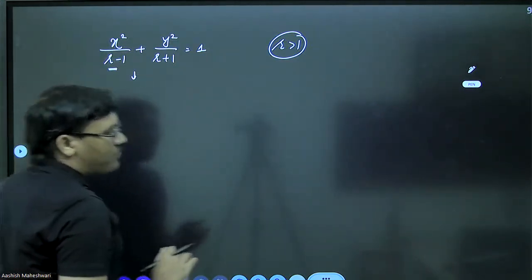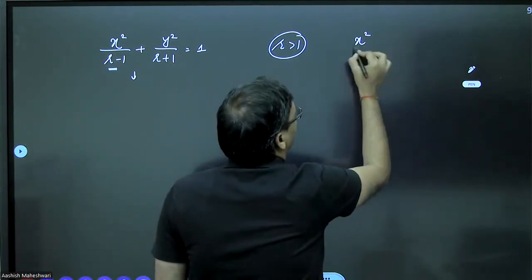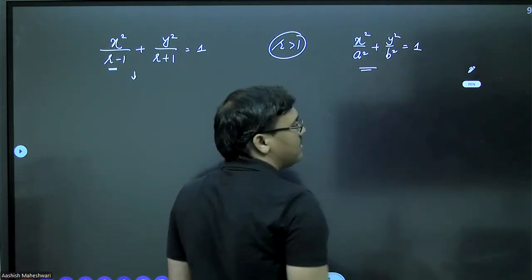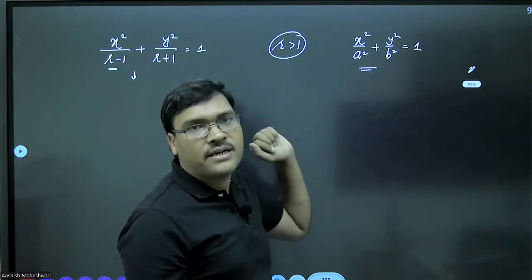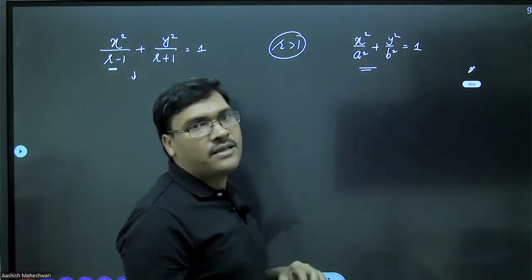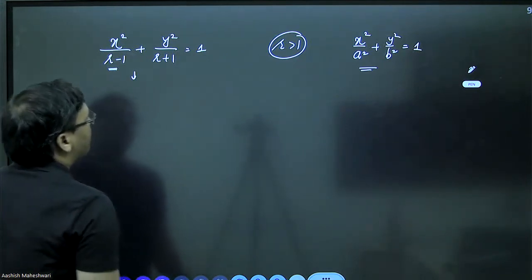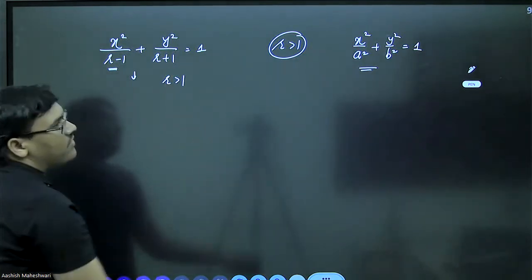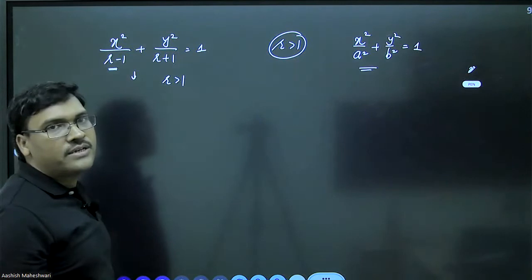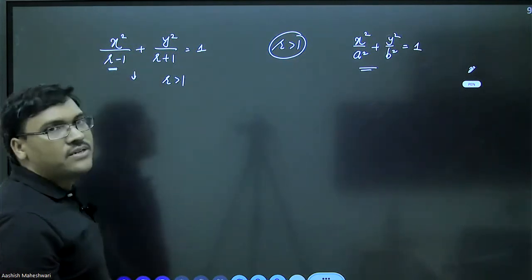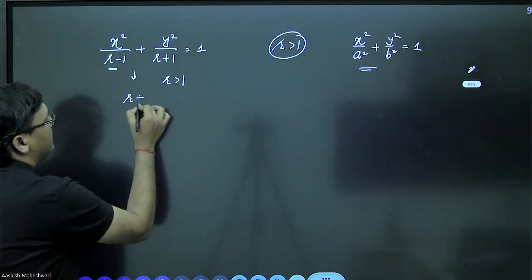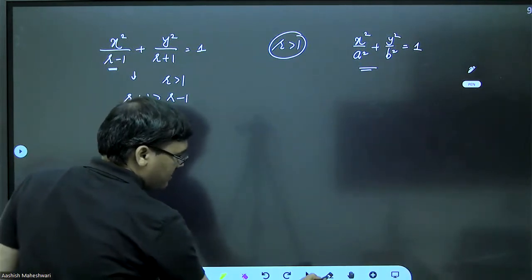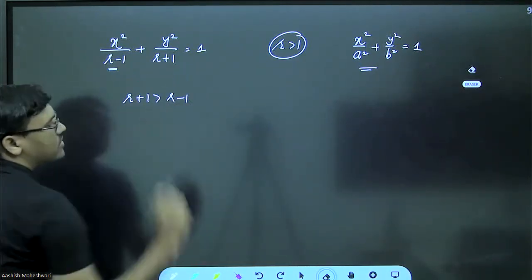Now, for finding the eccentricity, if you have x square upon a square plus y square upon b square equal to 1, first you have to identify whether a is greater than b or b is greater than a. So how will you find that here? You can clearly see, if r is greater than 1, which quantity will be greater? R plus 1 or r minus 1? R plus 1 will definitely be greater than r minus 1. I hope this is clear, because it is given that r is greater than 1, r is a positive number.